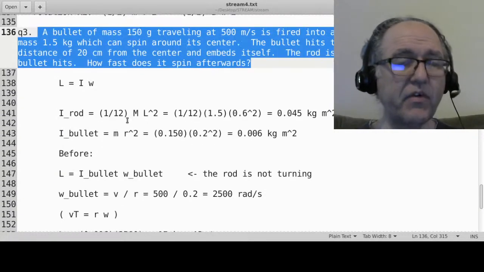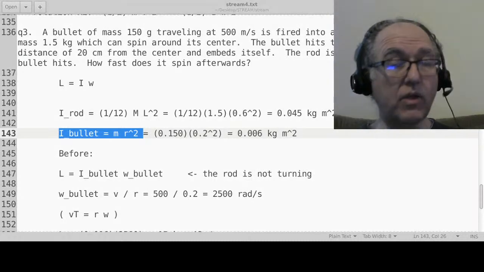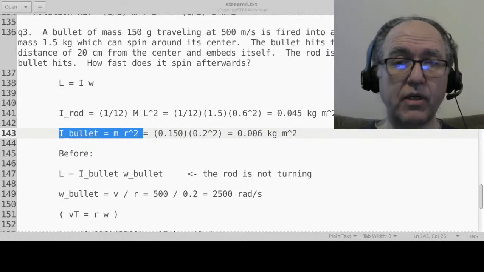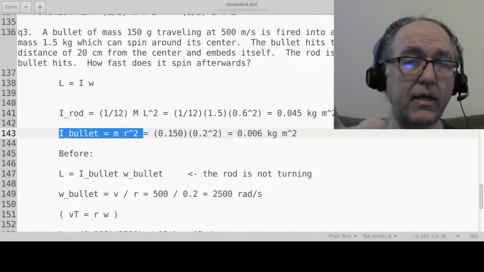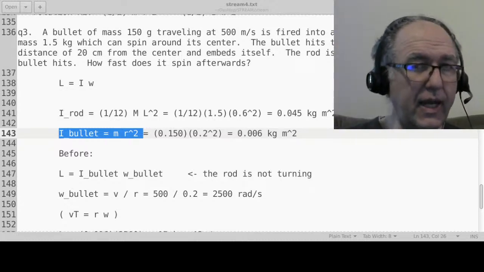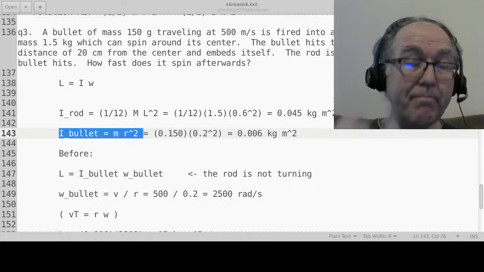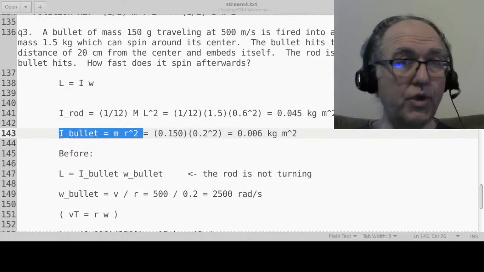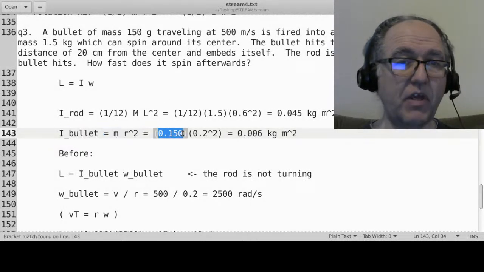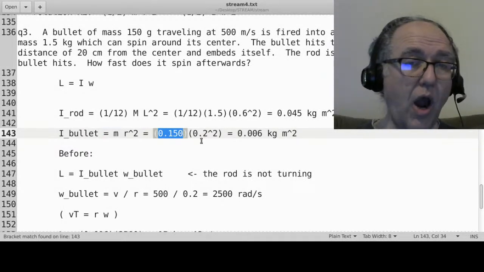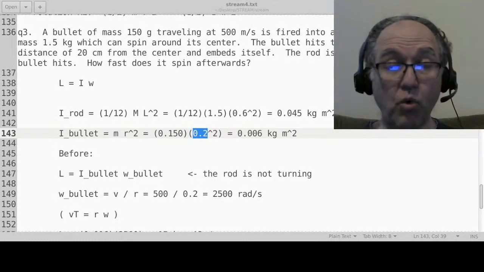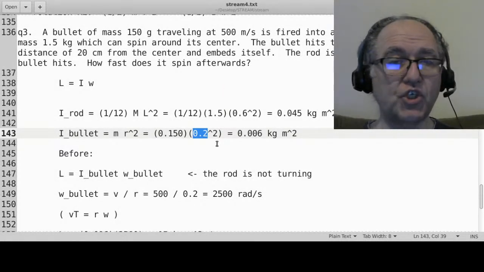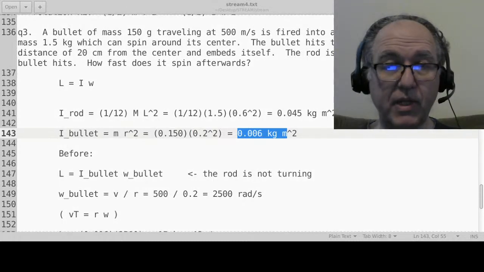The first is, even though the bullet is moving along a straight line, you can think of it as having a moment of inertia. And you go, well, why? Well, because it's got a mass, and when it starts to spin, because it's going to get embedded and start to spin, it has a radius, and a mass m spinning at a radius r has a moment of inertia mr squared. Well, you know m, 150 grams or 0.15. You know r, it's going to be spinning at a radius of 0.2 meters, 20 centimeters, and so you've got the moment of inertia of the bullet.